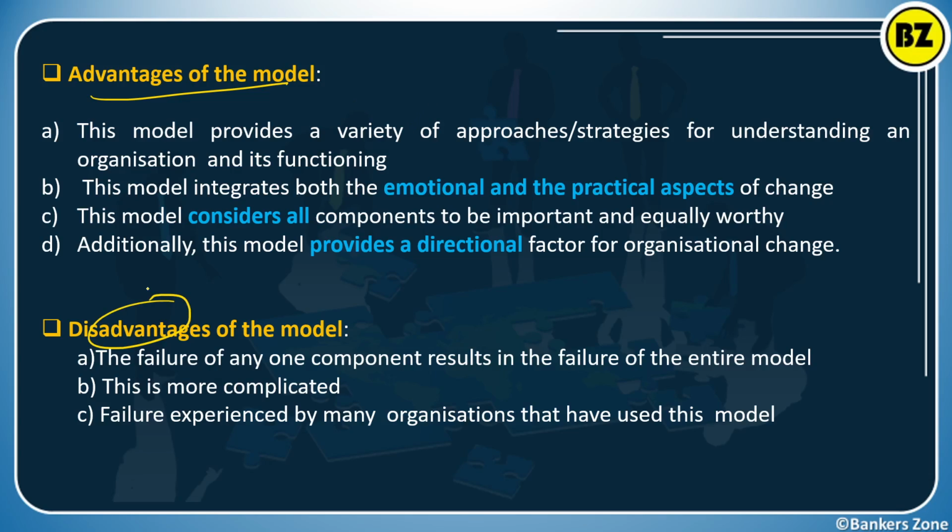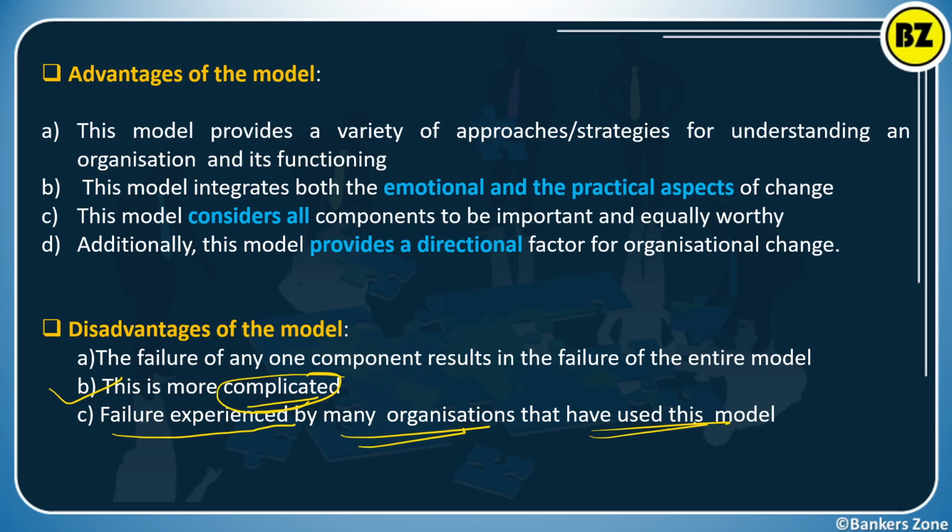Now, what are the disadvantages then? See, the failure of any one component results in the failure of the entire model. For example, if staff skills fail, then it is a failure of the whole model, right? So failure of any component will result in the failure of the entire model. Now, that's why it is more complicated, right? This is also more complicated. Failure has been experienced by many organizations that have used this model. That means that the model is not that much successful.